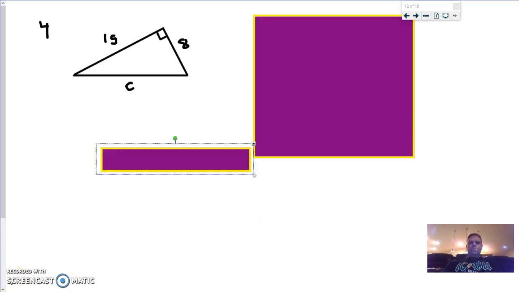Please see if you can do problem number 4. Again, we are looking for the hypotenuse. We have both legs, 8 and 15. Please pause the video, allow students to work on this. When they have finished, please restart the video.